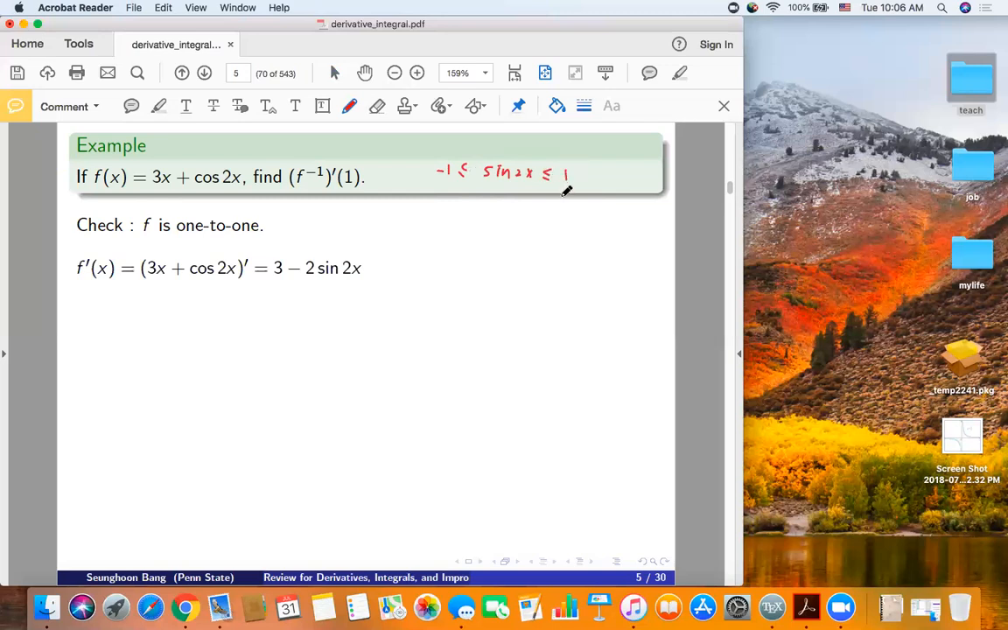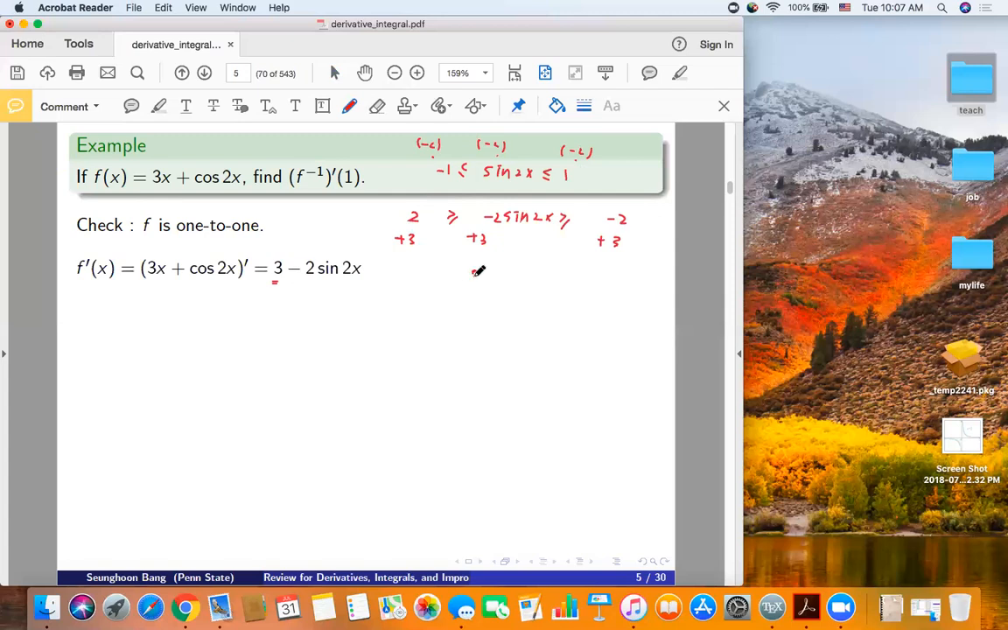So multiply by negative 2. What happens? Negative 2 sine 2x, you need to change the inequality. Negative 2 times minus 1 is positive 2, and 1 times minus 2 is negative 2. Next, you need to add 3 to each side.